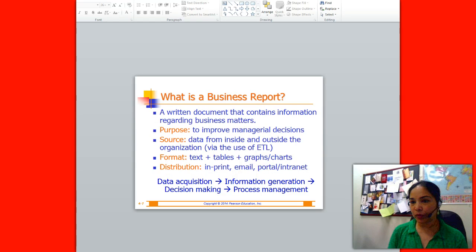A business report is a written document that contains information regarding business matters. The key to any successful business report is: number 1, clarity, number 2, brevity, number 3, completeness, and number 4, correctness.